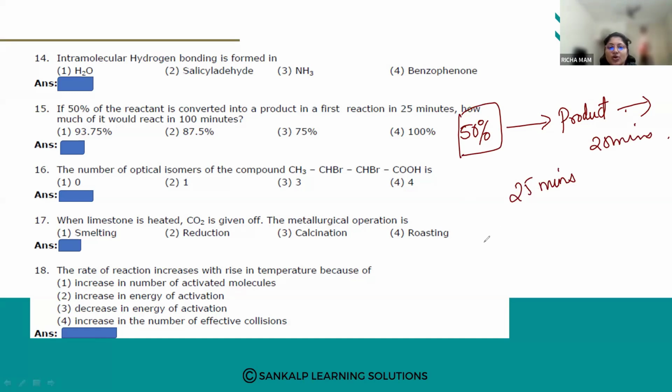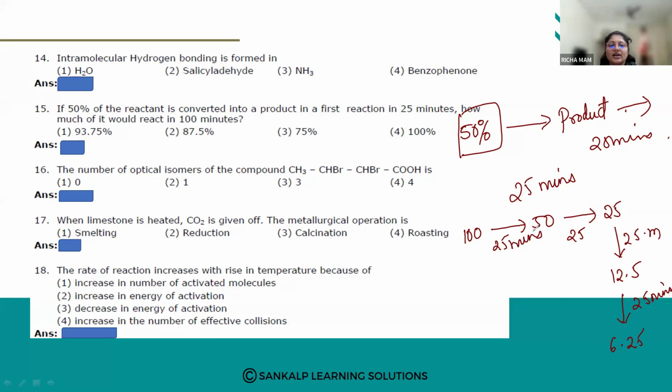So from 100, to convert into 50, it took 25 minutes. From 50 to convert into its half, that is 25, it took 25 minutes. From 25 to convert into its half, that is 12.5, it took 25 minutes. Then 12.5, its half is 6.25. It took 25 minutes. So total it was 100 minutes. So how much of it would react in 100 minutes is 6.25, right?